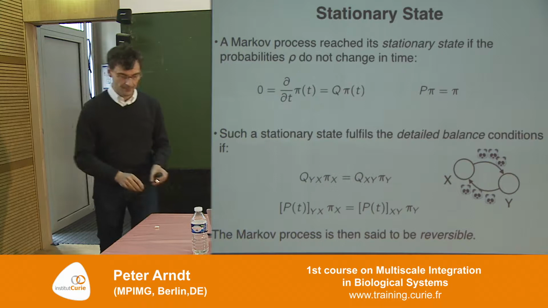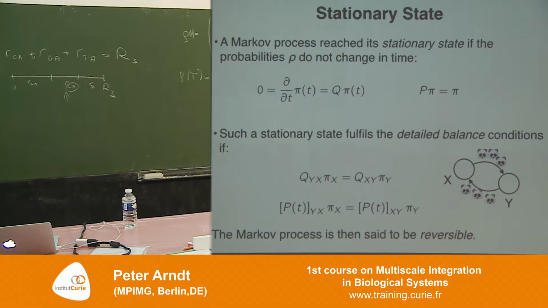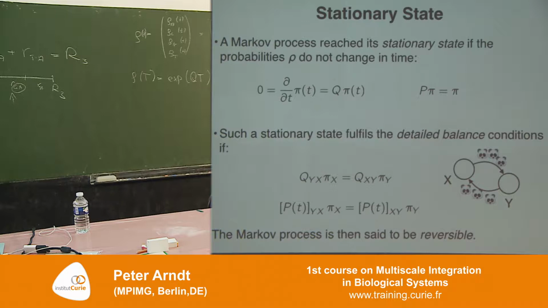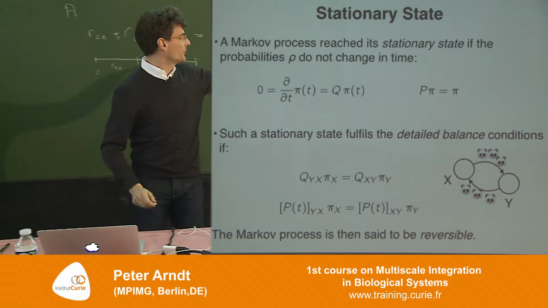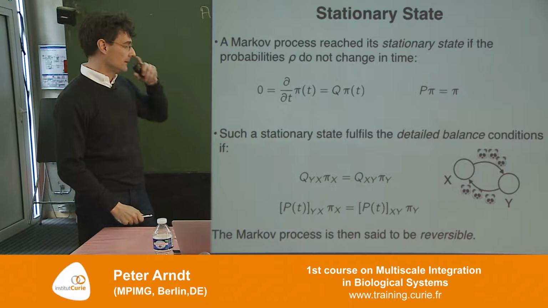So a system where this is actually not true would be something where you have a current. If you have three states and you have particles going just in one direction, this would be a non-reversible state, but could still be a Markov process. Such a system doesn't fulfill the detailed balance condition.